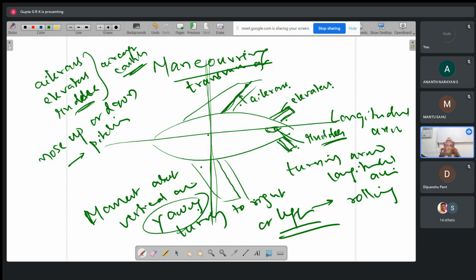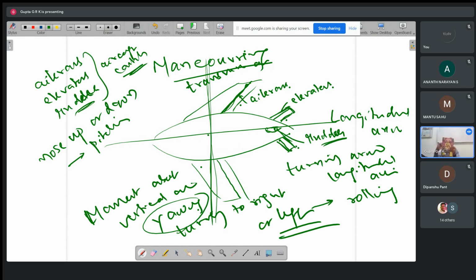So rudder, how is it? It is the vertical one. In the vertical one, a part of it is shifted. Suppose aircraft is moving this way. It is at the end of the aircraft, it is like this. And suppose a part of it is shifted like this. So what happens?